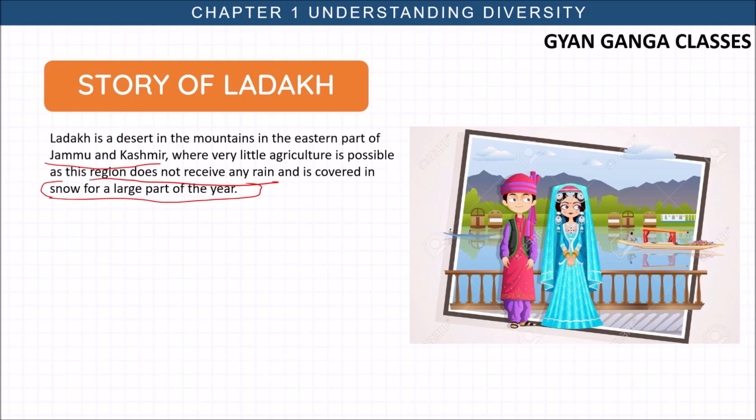अब ये तो हो गया, तो वो क्या करते थे? और वहाँ पे एग्रीकल्चर भी नहीं है, वहाँ स्नो रहती है, तो फिर क्या होता था? For the drinking water, people live on the melting snow in the summer months.